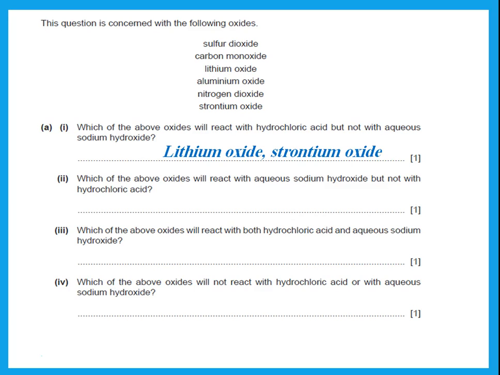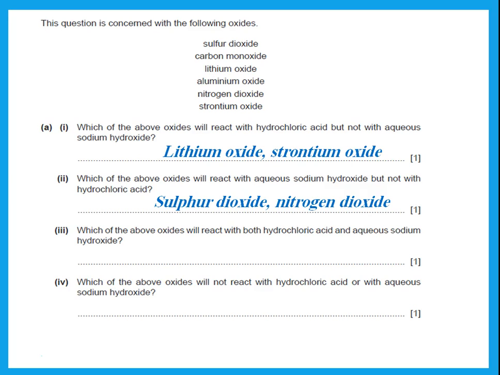Which of the above oxides will react with aqueous sodium hydroxide but not with hydrochloric acid? So I want something that will react with a base, so it must be acid. Which of these is acidic? We said acidic means oxide of a non-metal. So, which of these is acidic? Sulfur dioxide, and which one? And nitrogen dioxide. Okay.